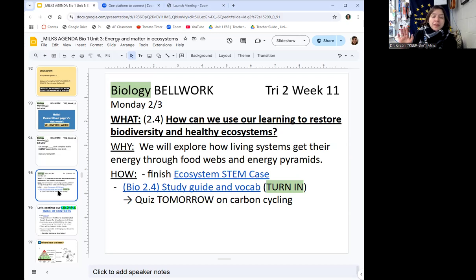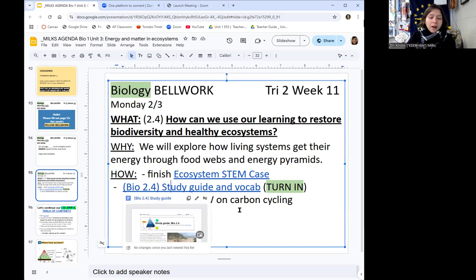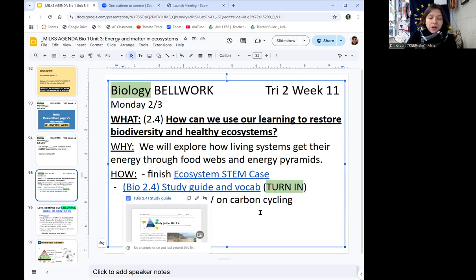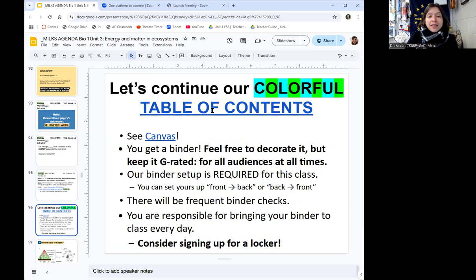So today, folks who need to, we're going to finish the ecosystem STEM case. I'm going to talk about that for a moment. And then we're going to work through the study guide and vocab for 2.4. The quiz for tomorrow is on carbon cycling. That's 2.2 and 2.5, as we'll see in a moment. This one, however, is our next to last topic in the content.